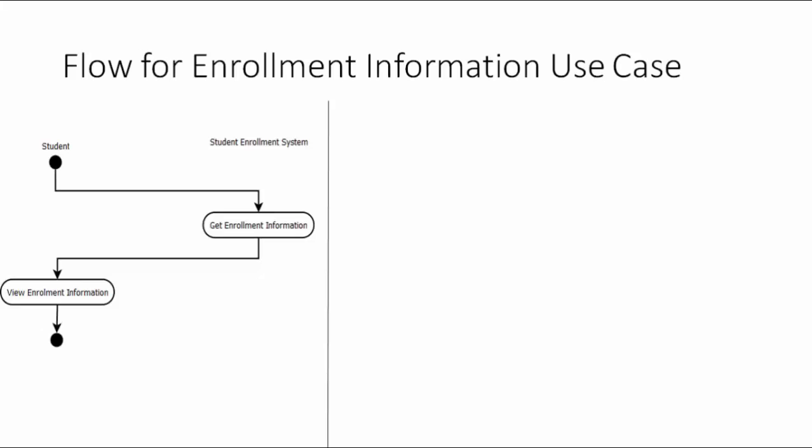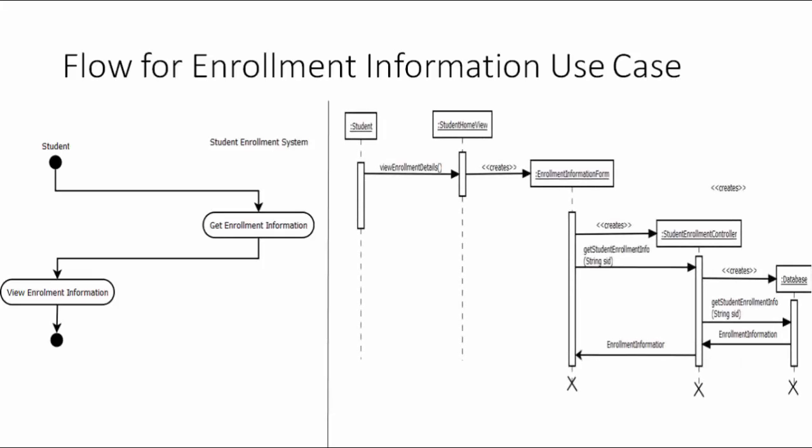Next is the activity diagram. First we will get the enrollment information from the student enrollment system, and then the student will be allowed to view the enrollment information.